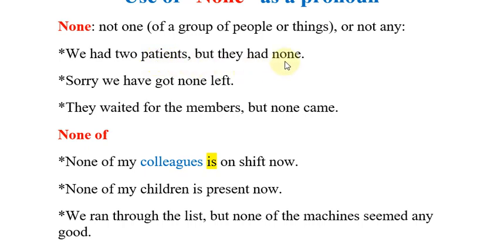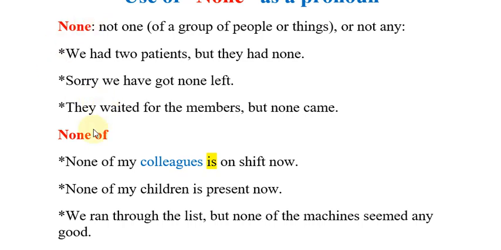Means they did not have any patient. Sorry, we have got none left. Nothing is left. Another example, they waited for the members, but none came. No one came. Good. Now, the first one was none.